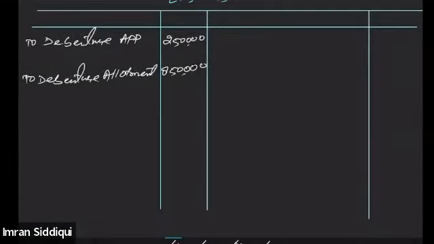Now we'll simply write down the closing balance of the cash book on the credit side of the cash book by balance c/d. It is 11 lakh. 10 lakh for the debenture and 1 lakh for the premium. Right? Everybody? Now you can tell both the sides.